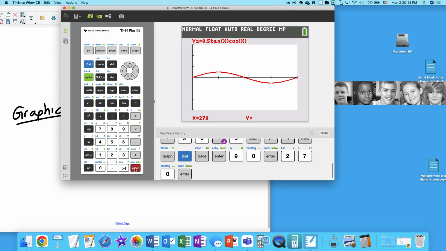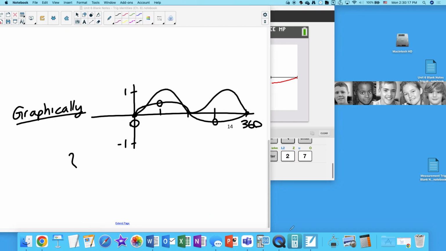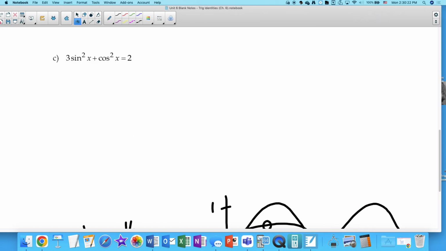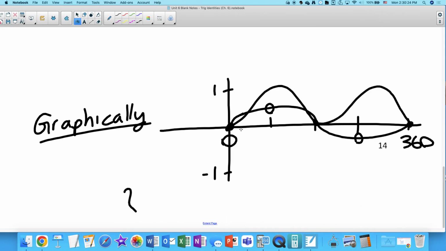But there are 5 solutions here. So if we count the solutions, there's 1 here. So that's 0. This would be 30. This is the 150. This is the 180. And then here we have the 360. So 1, 2, 3, 4, 5.